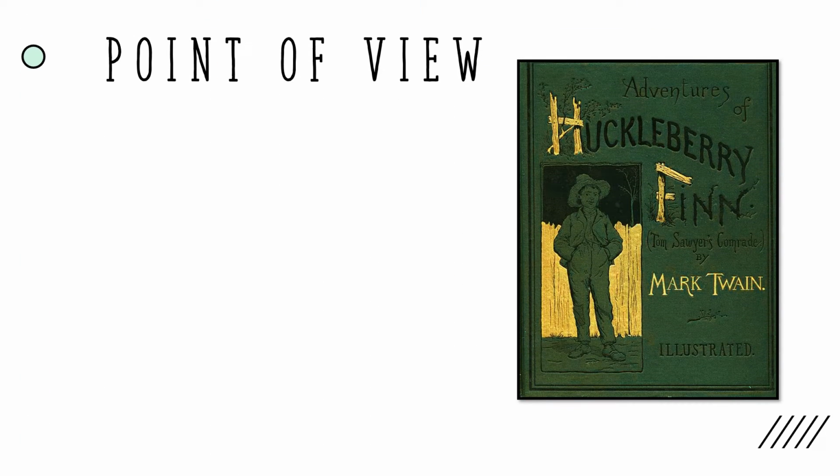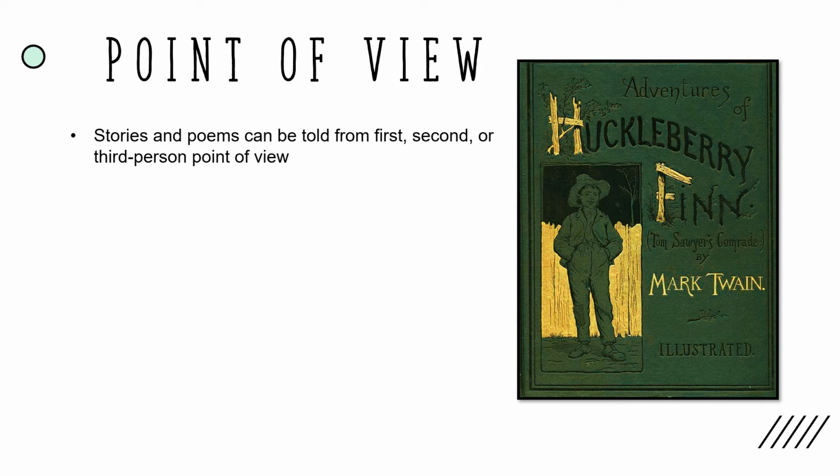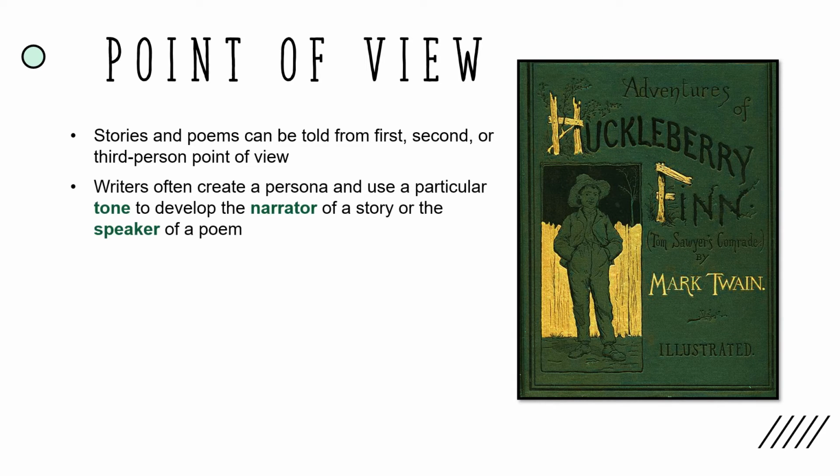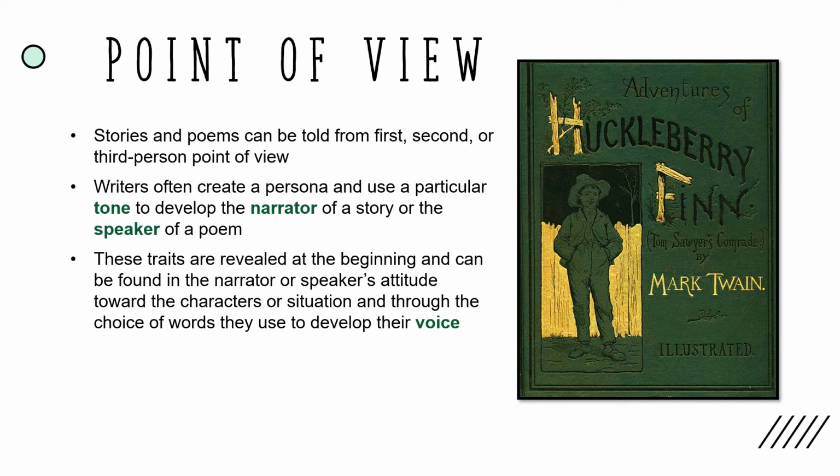Next, we'll talk a little bit about point of view and tone. Stories and poems can be told from first, second, or third-person point of view. Writers often create a persona and use a particular tone to develop the narrator of a story or speaker of a poem. These traits are generally revealed at the beginning and can be found in the narrator or speaker's attitude toward the characters or situation and through the choice of words they use to develop their voice.